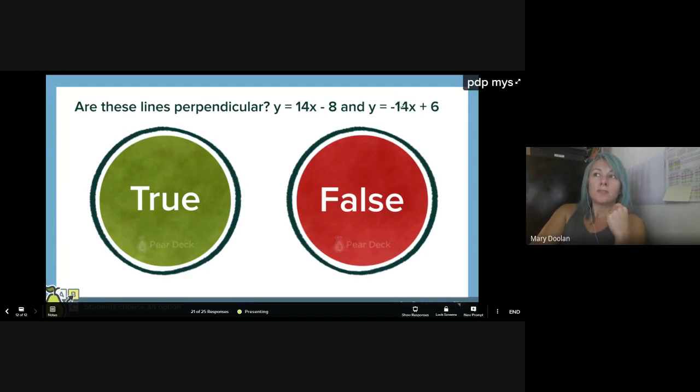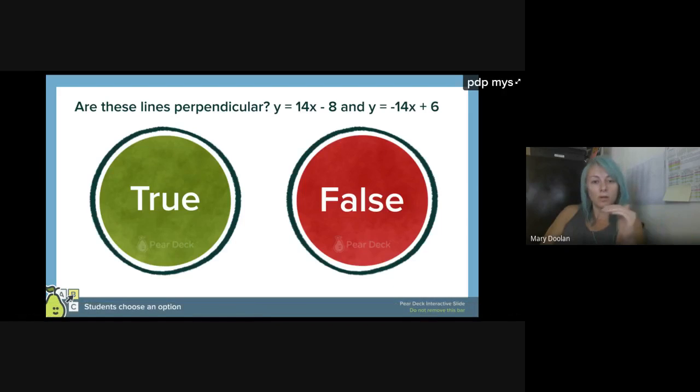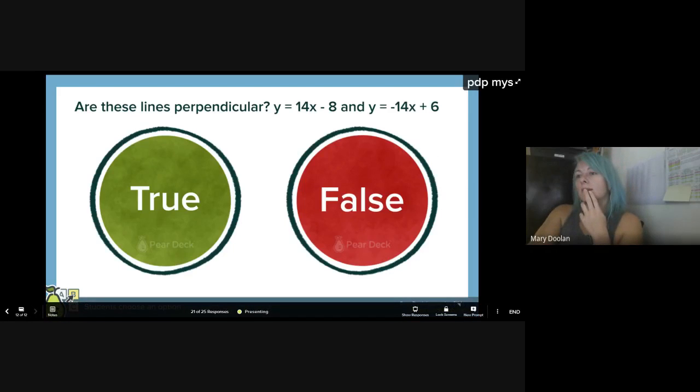For these two lines to be perpendicular, the slopes would have to be opposite reciprocals. 14 and negative 14 are opposites, but they're not reciprocals. The reciprocal of 14 would be 1 over 14. So not only do they have to be opposites, they also have to be reciprocals for it to be perpendicular lines. Alrighty, so that is the end.